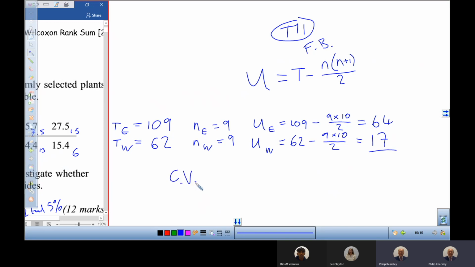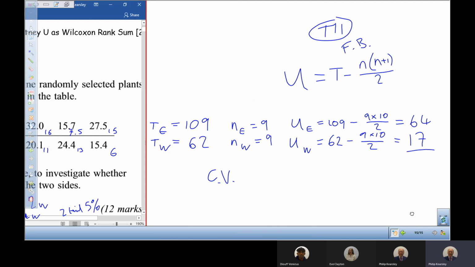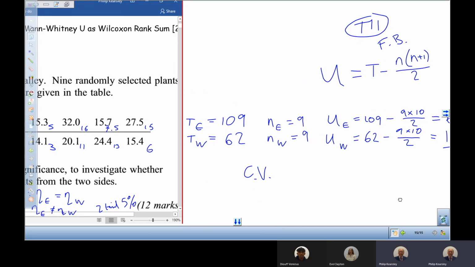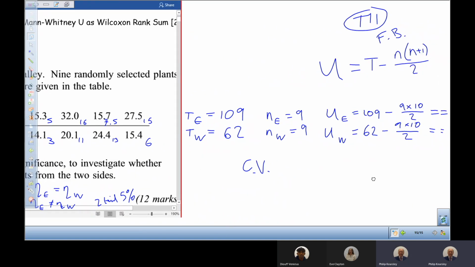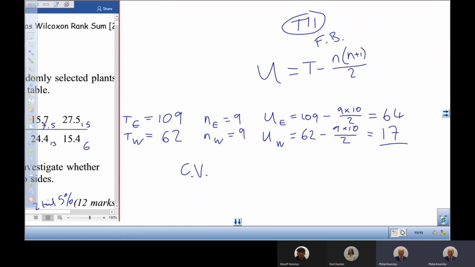Remind me, was it a two-tail 5%? Yeah, two-tail 5%, because those are our hypotheses: eta does not equal eta. We said it was a two-tail, because it says test whether there's any difference between the two sides. Difference in weights between the two sides. Yes, two-tail 5%, 9 and 9. We're going to use two sample sizes.